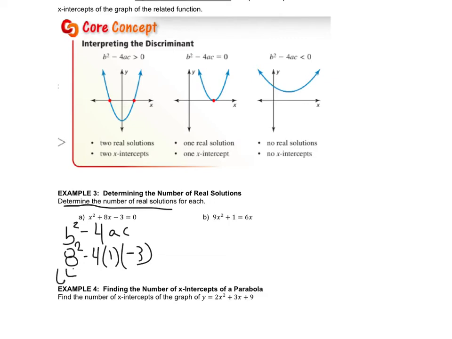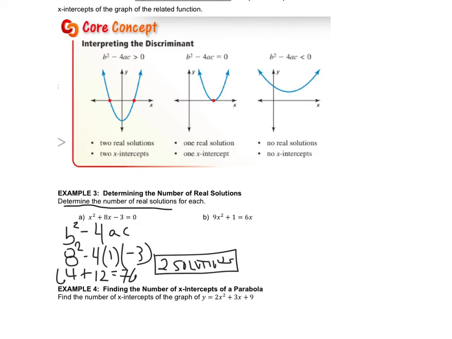64 is 8 squared. 4 times 1 times 3 is 12, and I'm adding. So in reality, at this point, I don't really need to know this number, but I know that there are going to be 2 solutions because 76, which is the discriminant, is positive. So now that I have that, you might say, well, that's a lot of wasted work. Now I still have to go find the number, but I now have that expression already to start plugging in. Looking at the second one.